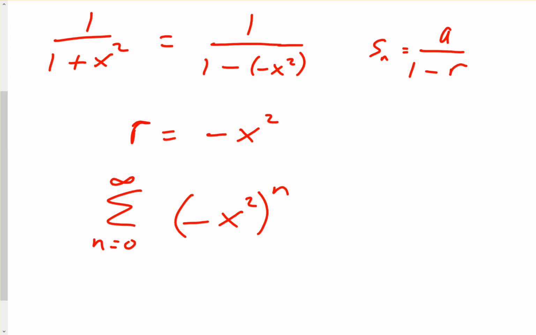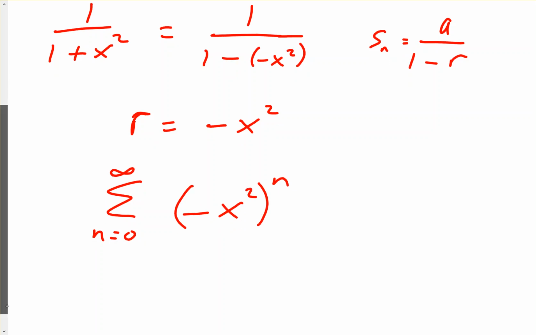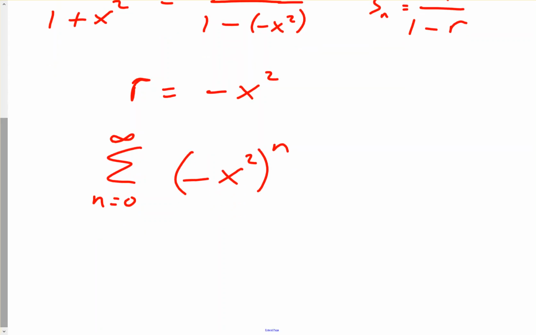Okay, so if we start plugging in n equals 0 and n equals 1 to get the terms of this power series, we would end up with 1 when n is 0. When n is 1, we would have minus x squared. When n is 2, we would have negative x squared times negative x squared, which is positive x to the 4th. When n is 3, we'd have negative x to the 6th. So on and so forth.